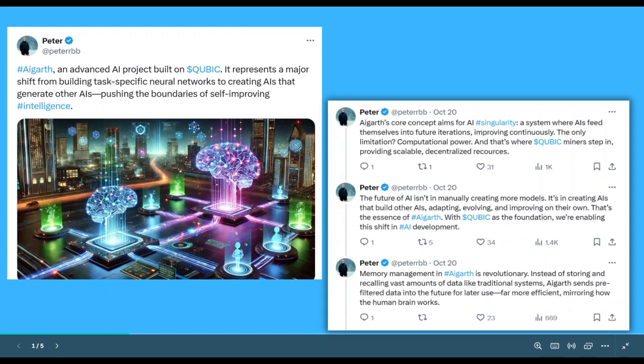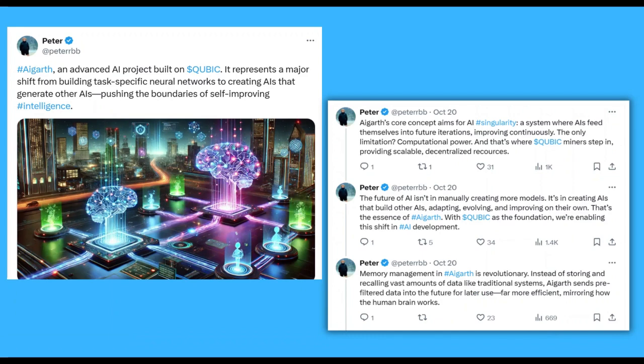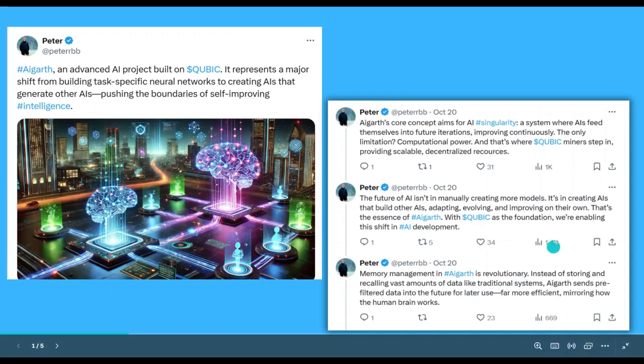I don't quite understand the whole memory idea, but I'm guessing what it means is that when a task has been completed, instead of having to run it from the start again the next time, the pre-filtered data is sent into the future, so the task is already done, basically. That's kind of my understanding. The main point here is that Qubic and Aigarth are super, super efficient, so they don't need as much computational power as some traditional systems do right now.